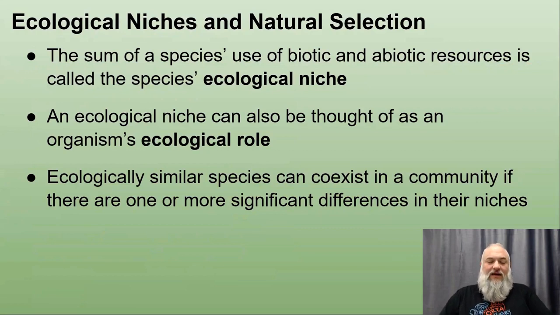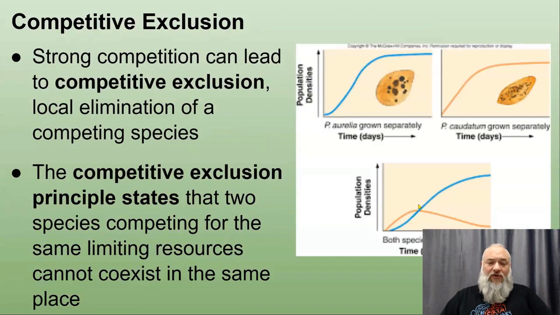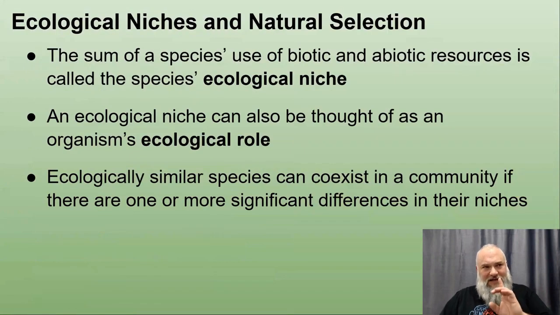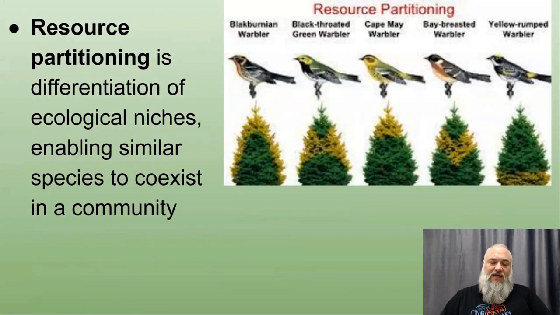Now, ecologically similar species can coexist in a community if there are one or more significant differences in their niches. Niche or niche both work. As we saw before, there was no difference, so they couldn't coexist. But if there's some difference, it is possible for them to coexist. One thing they can do is resource partitioning.